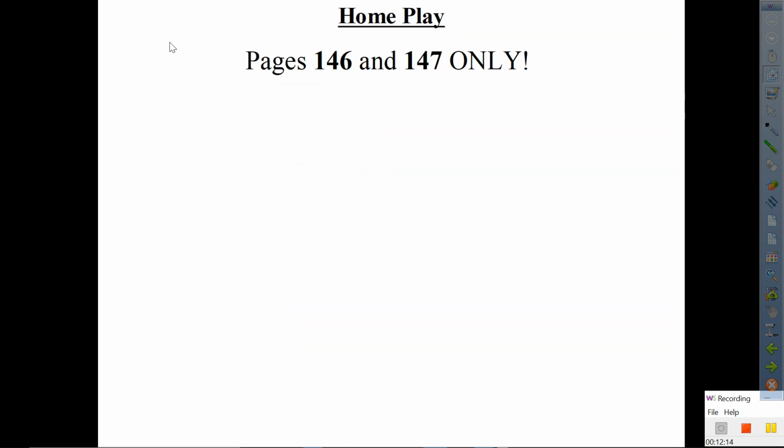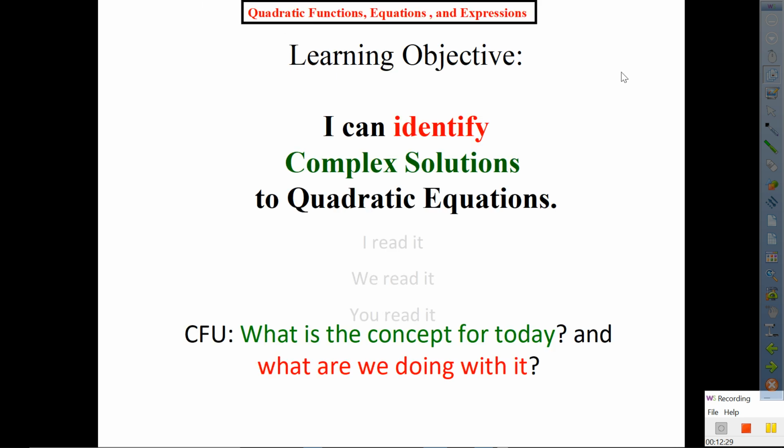All right, get a Cornell note ready, please. You don't need a Frayer model. And could the last person on each row go get a graph paper for your row, please. One per person. So our objective for today: I can identify complex solutions to quadratic equations. And like I said, we're still on complex numbers, but we're going to be looking at it through the lens of quadratic equations.